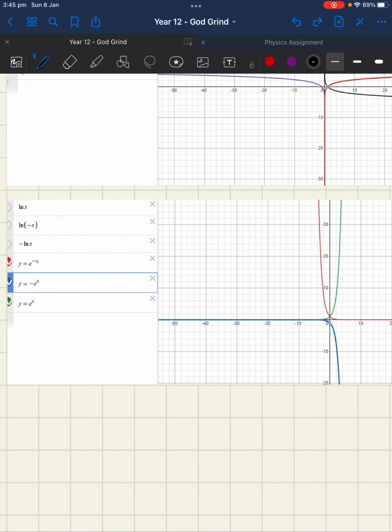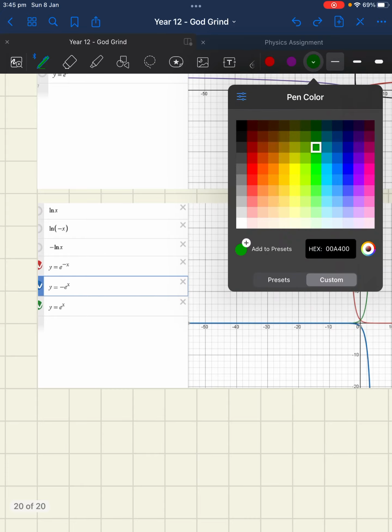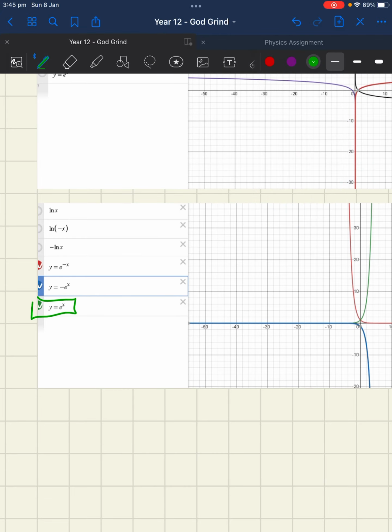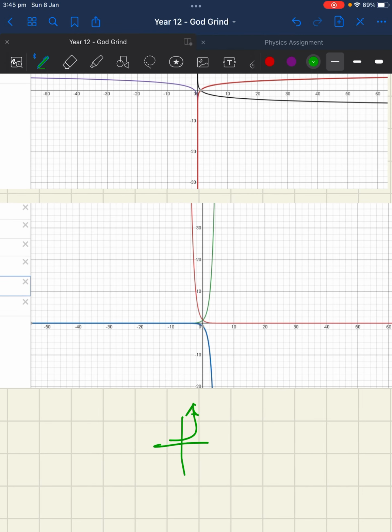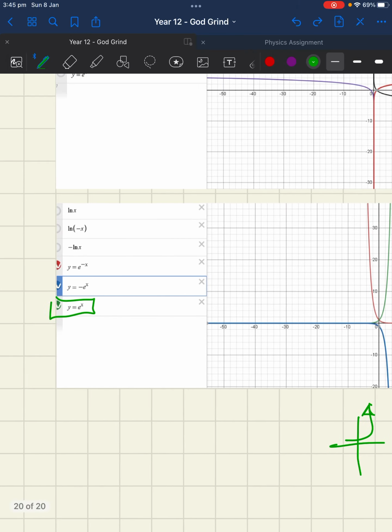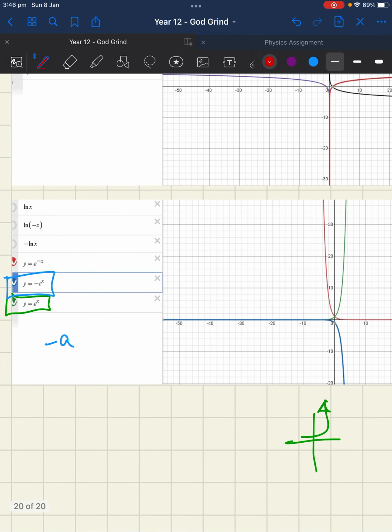Here, the normal one is green. And we can see the green one, as a normal exponential function, should behave like this. And so it does. It behaves like that perfectly. And we can look at the other ones, which is a blue. So a blue line, y equals negative e to the power of x, which is negative a. And the red one is here, which is e to the power of negative x, right?